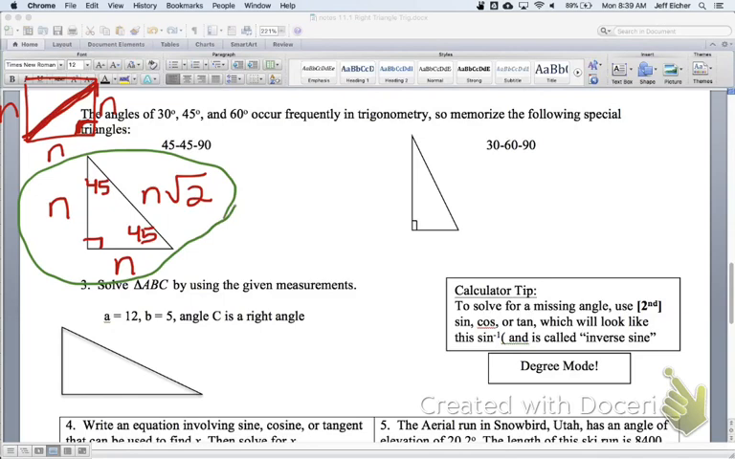And the 30, 60, 90 pattern we've already labeled. Why don't you pause the video and see if you could fill in the blanks, and then you can check it momentarily.